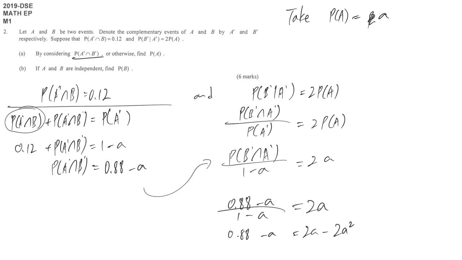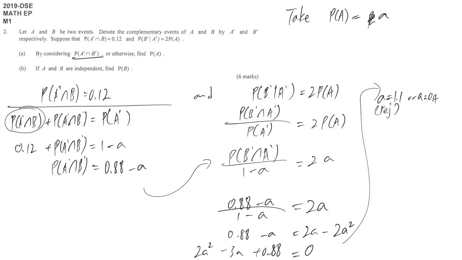And we realize that this is a quadratic equation, so we use the quadratic strategy. Then we just use a calculator. A equal to 1.1 or A equal to 0.4. But of course, it is impossible to have a probability larger than 1. So P(A) is equal to 0.4.